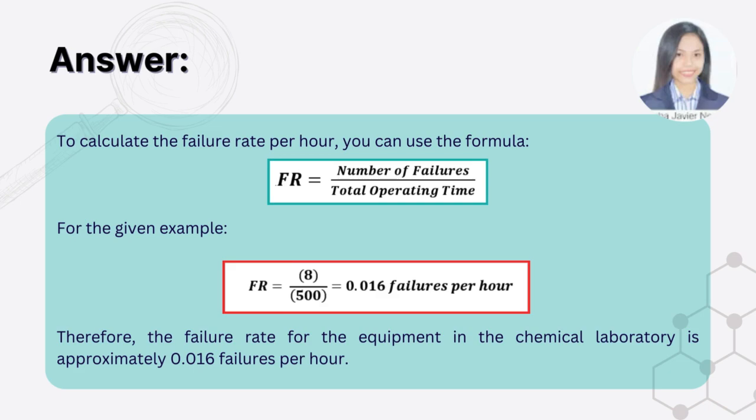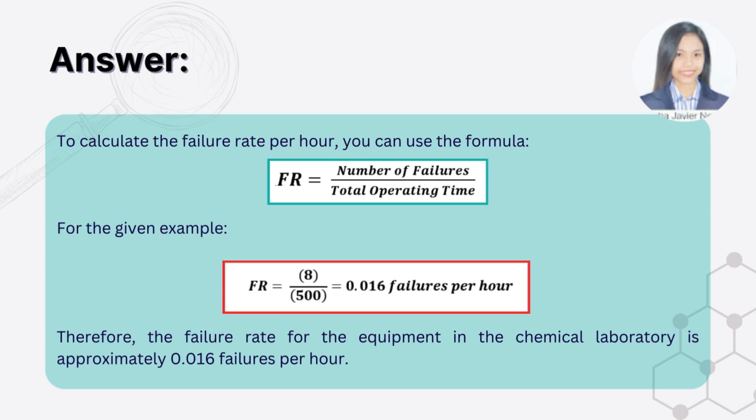To calculate the failure rate per hour, you can use the formula: failure rate equals number of failures over total operating time. From the given example, we have 8 failures and 500 total operating time. Dividing the two, we will get 0.016 failures per hour.